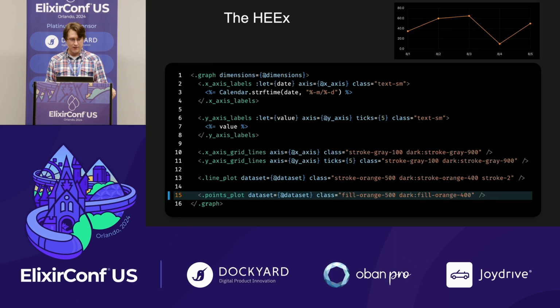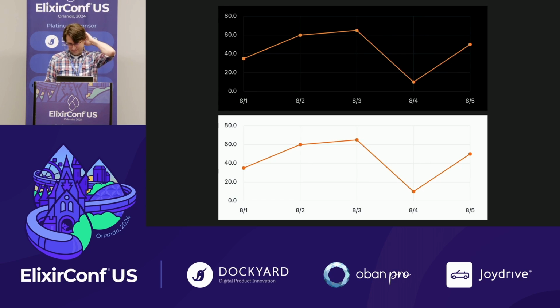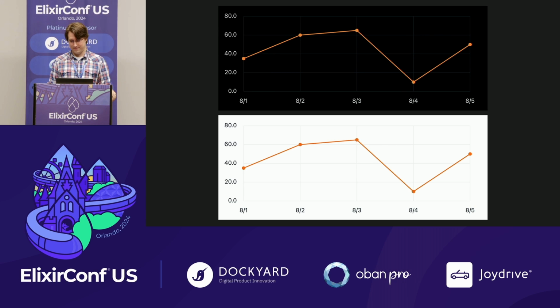So let's take a look at our final outcome. Look at that, beautiful. Our graphs support both light and dark mode, and it's composed of just a set of simple, flexible HEEX components. And you can see those grid lines a little bit better when they're bigger, right?